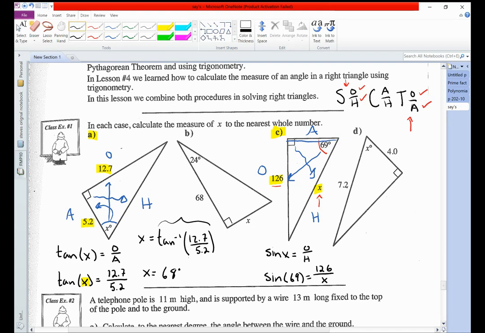We have to do a little bit of algebra now to solve this. If I have my variable in the bottom of the fraction, I have to multiply both sides by x. What that does is cancel it out. Then what I'm left with is x multiplied by sine of 69 is equal to 126. Now I want to get x by itself, so I can divide both sides by sine of 69.